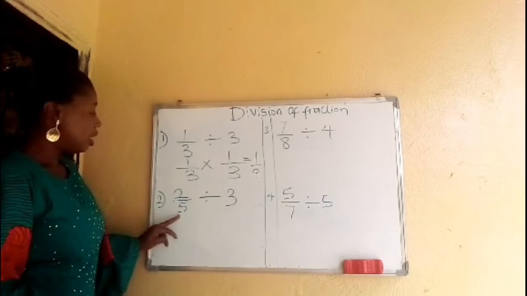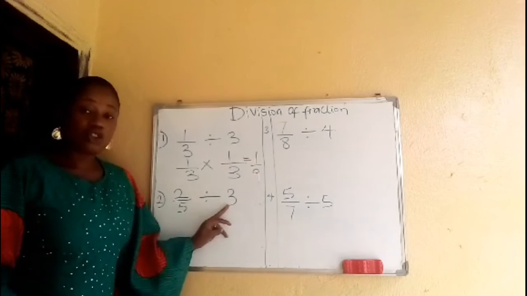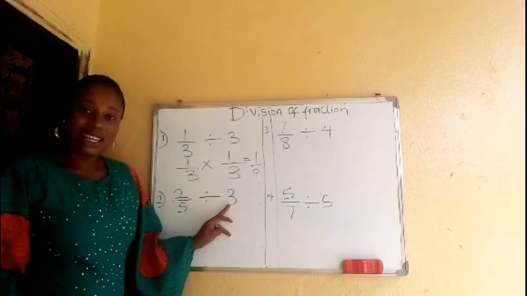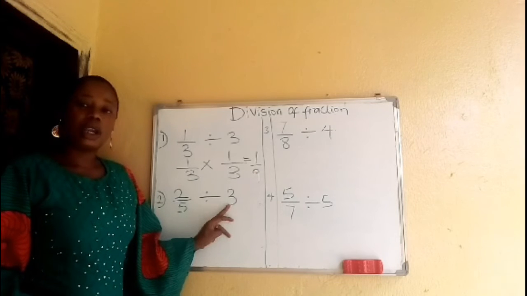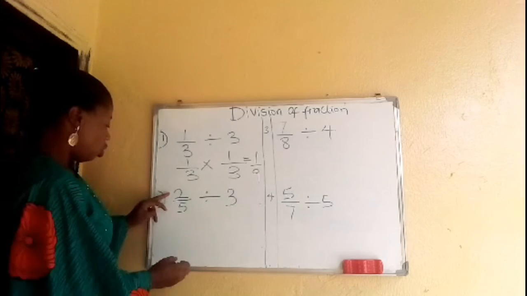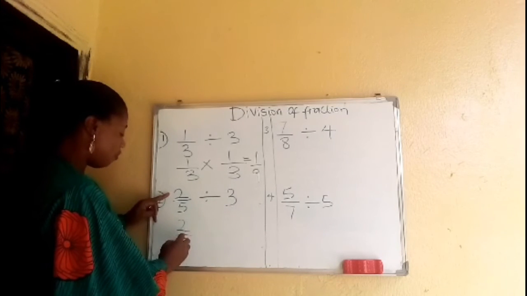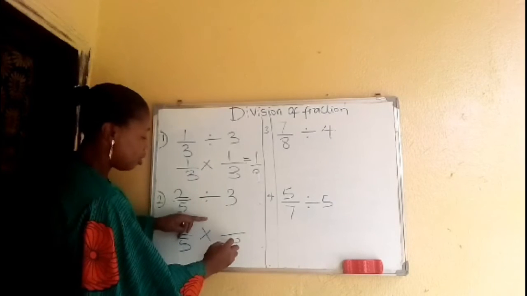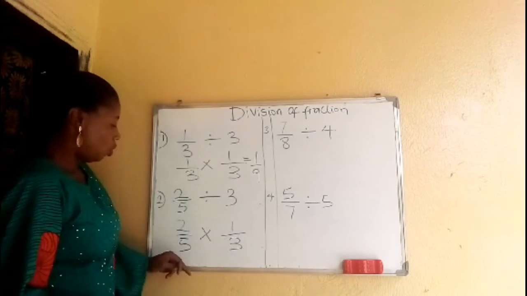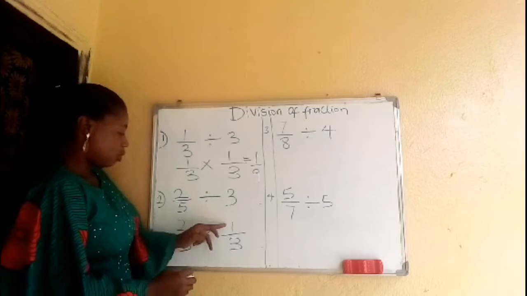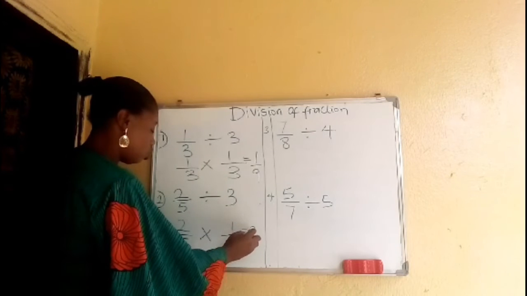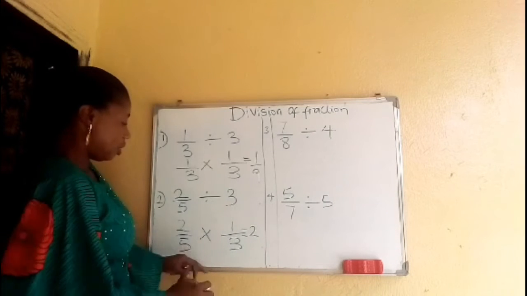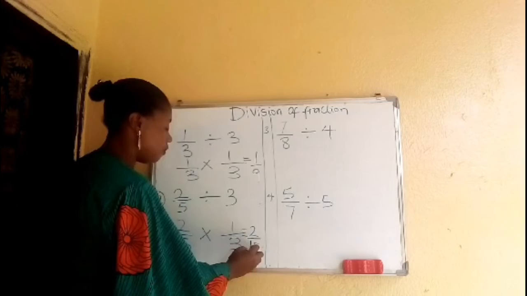Let's come here. The same thing we are going to do. We make the whole number the denominator, and we put 1 as the numerator. So we have 2 over 5. Change this to times, and then 3 is the denominator, that's 1 over 3. So 2 times 1 equals 2, and 5 times 3 equals 15.